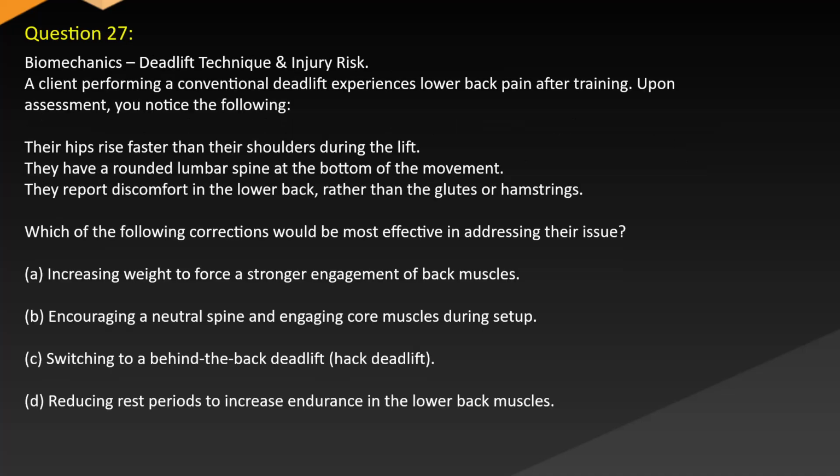Question 27. Biomechanics. Deadlift technique and injury risk. A client performing a conventional deadlift experiences low back pain after training. Upon assessment, you notice the following. Their hips rise faster than their shoulders during the lift. They have a rounded lumbar spine at the bottom of the movement. They report discomfort in the low back rather than the glutes or hamstrings. Which of the following corrections would be most effective in addressing their issue?